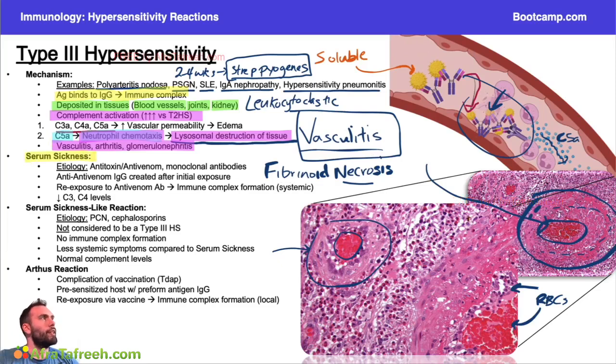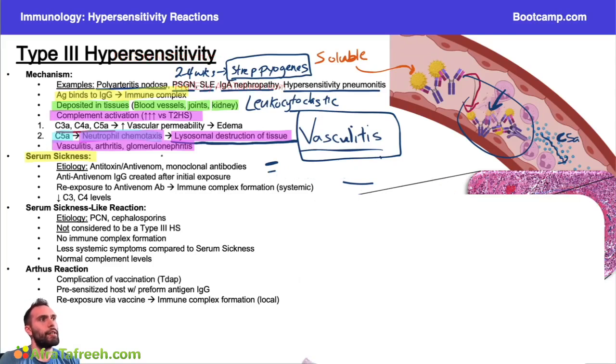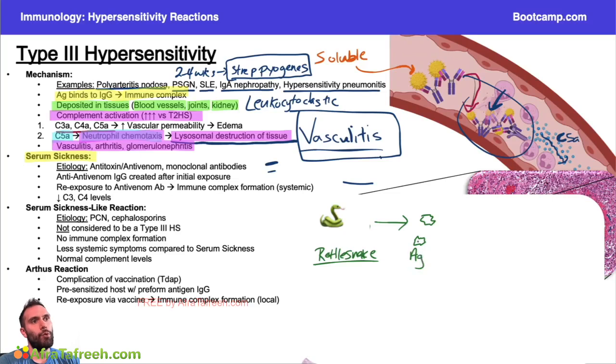Now, let me just clean this up a little bit so I can tell you a little bit about this. Okay, so when we're talking about serum sickness, the classic way this is going to get asked about is usually with antitoxin or antivenom. So let's just say that we have a patient that gets bitten by, and this is supposed to be a rattlesnake, okay? So this rattlesnake is essentially going to inject some type of antigen into this patient that's going to cause an inflammatory response.